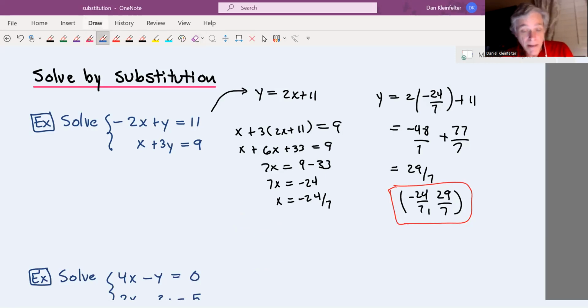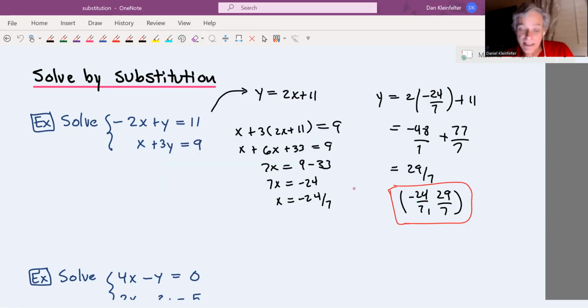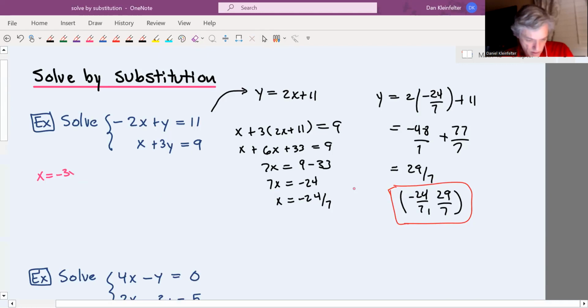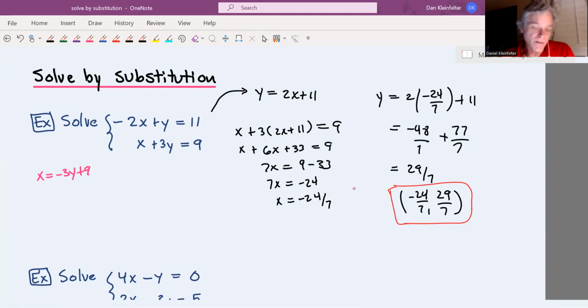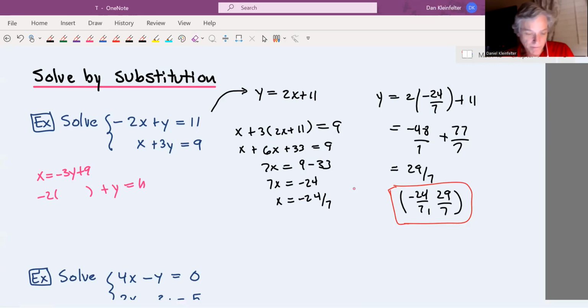It would have been about the same level of difficulty if we had taken the second equation and solved it for x instead. So we could make x be negative y plus 9 and replace that into the first equation. So negative 2x plus y equals 11. And then our x was negative 3y plus 9.